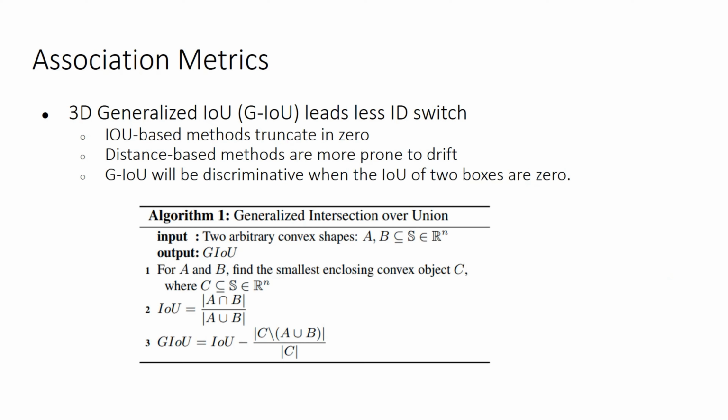Fortunately, we found a work called the generalized IOU. The basic idea is to combine these two aspects. It finds the smallest enclosing convex object and uses this convex object to adjust the IOU, especially when two bounding boxes don't overlap. In this case, the GIOU will be more discriminative.